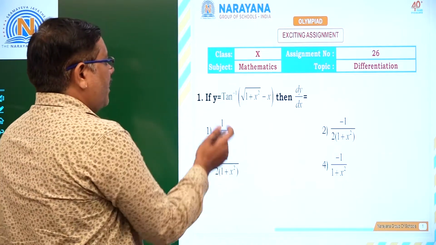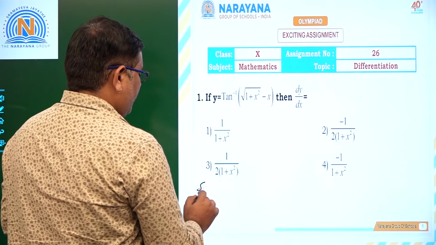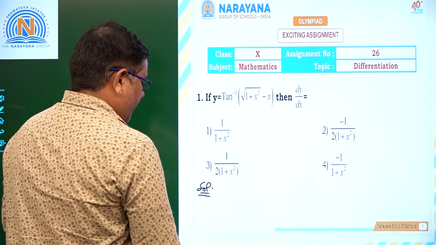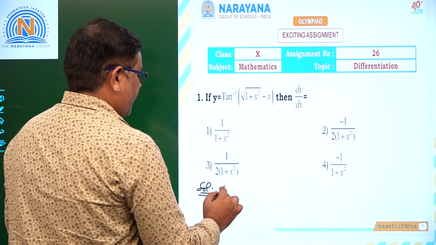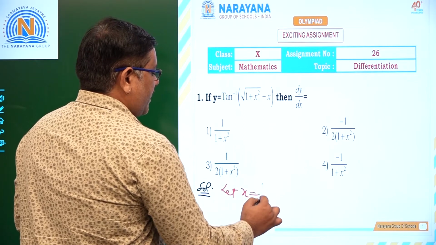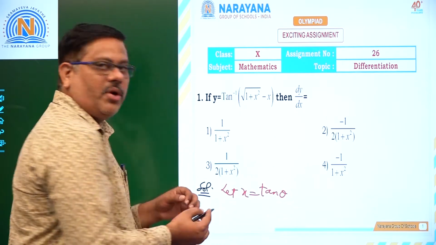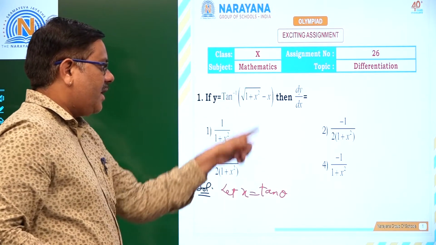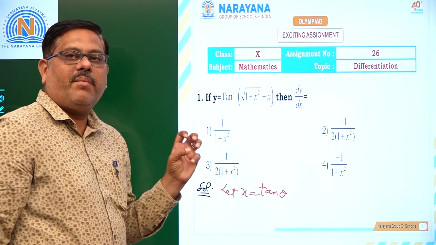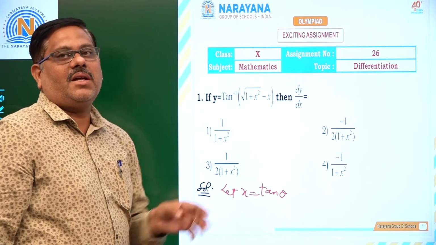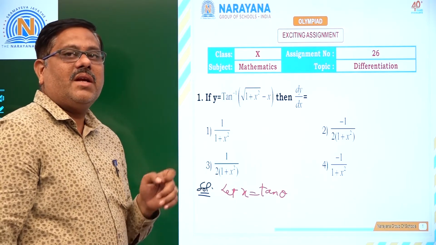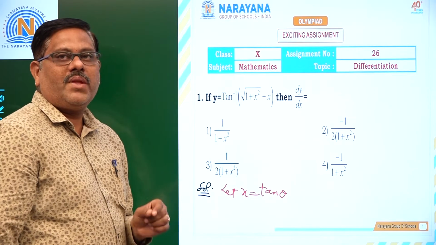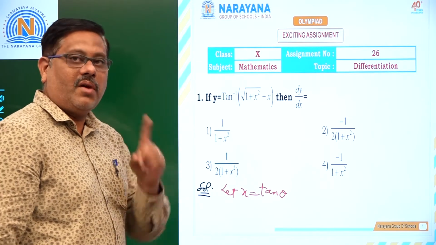Now, in this case, if I take x as tan theta, what is the advantage? If I take x is equal to tan theta, in place of x I write tan theta, and under root of 1 plus x square becomes under root of 1 plus tan square theta. Under root of 1 plus tan square theta is nothing but secant theta for us. So the root is cancelling straight away, one advantage.